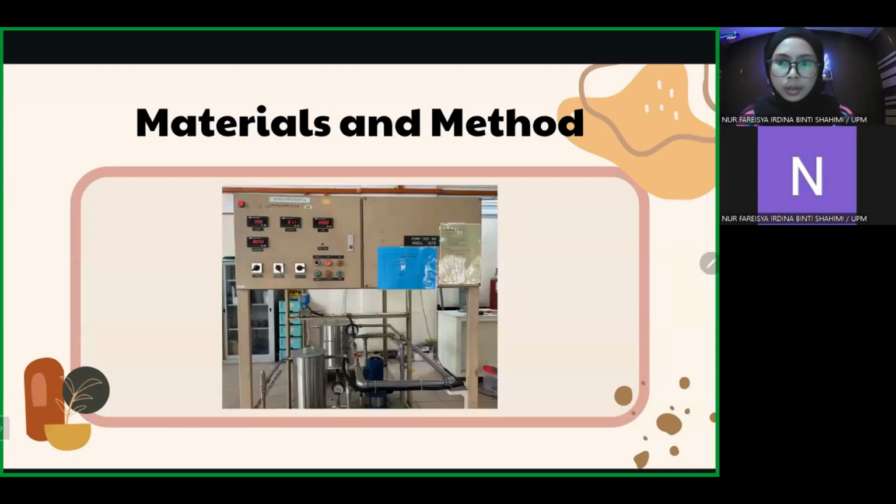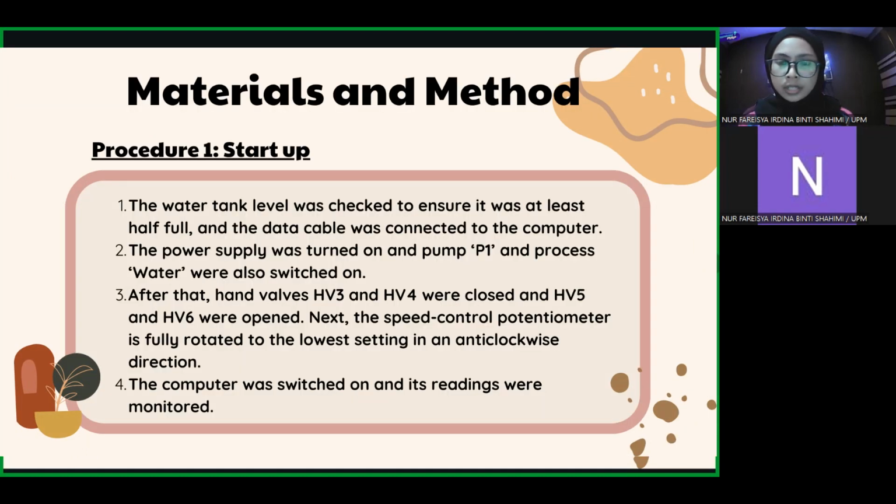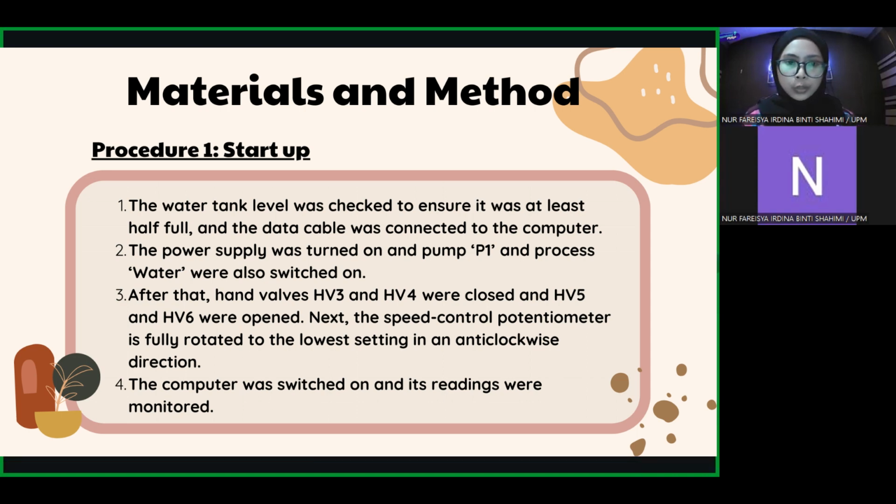Before we move to our procedure, this is the device that we use to conduct this experiment. Next, we move to procedure 1, start up. We need to make sure that the water tank level is at least half full and the data cable is connected to the computer. We need to turn on the power supply, the P1 pump, and also the process water.